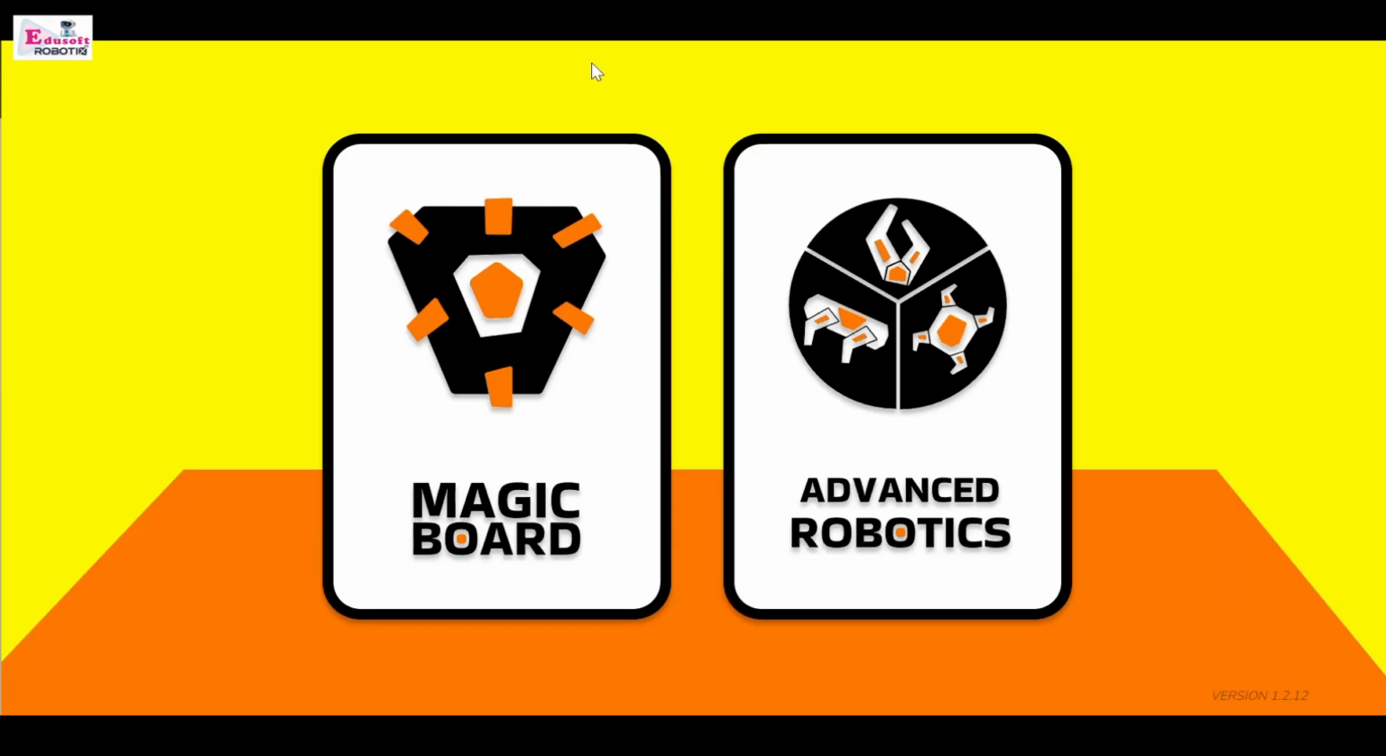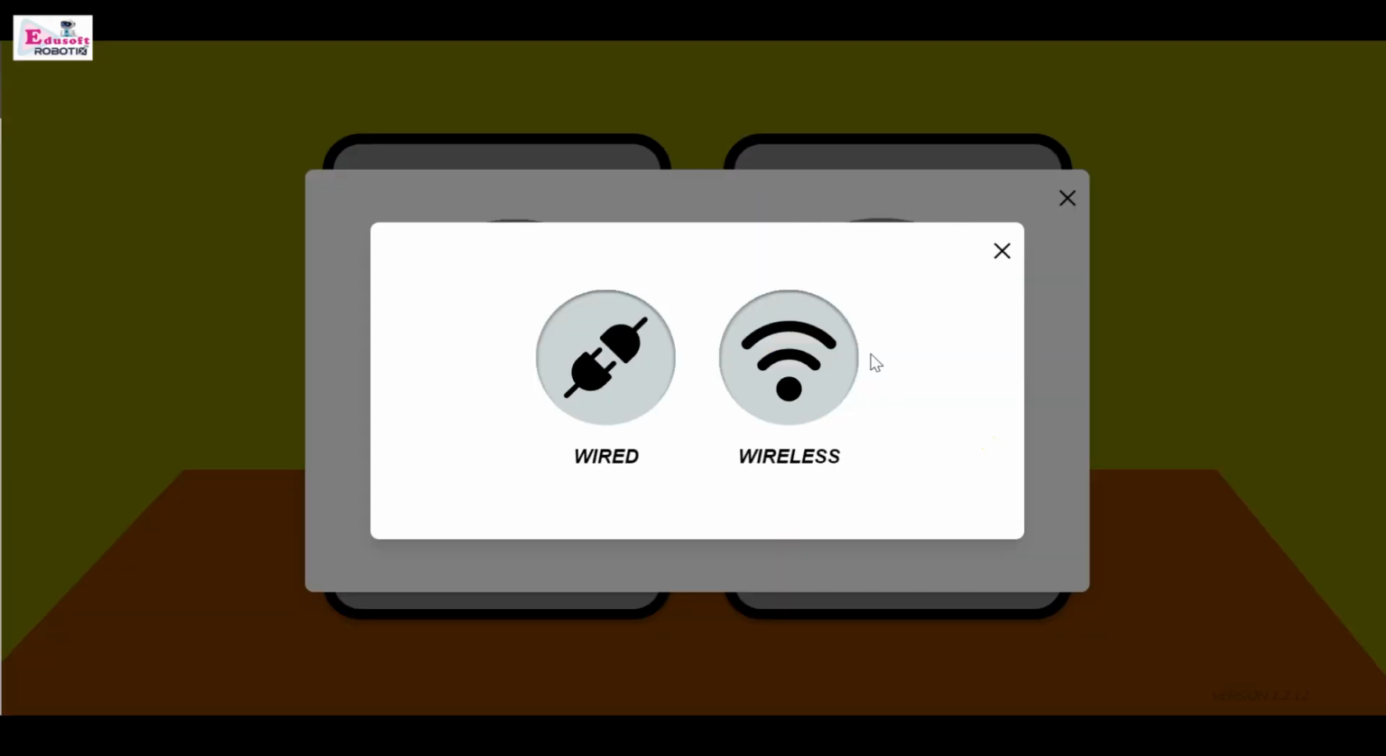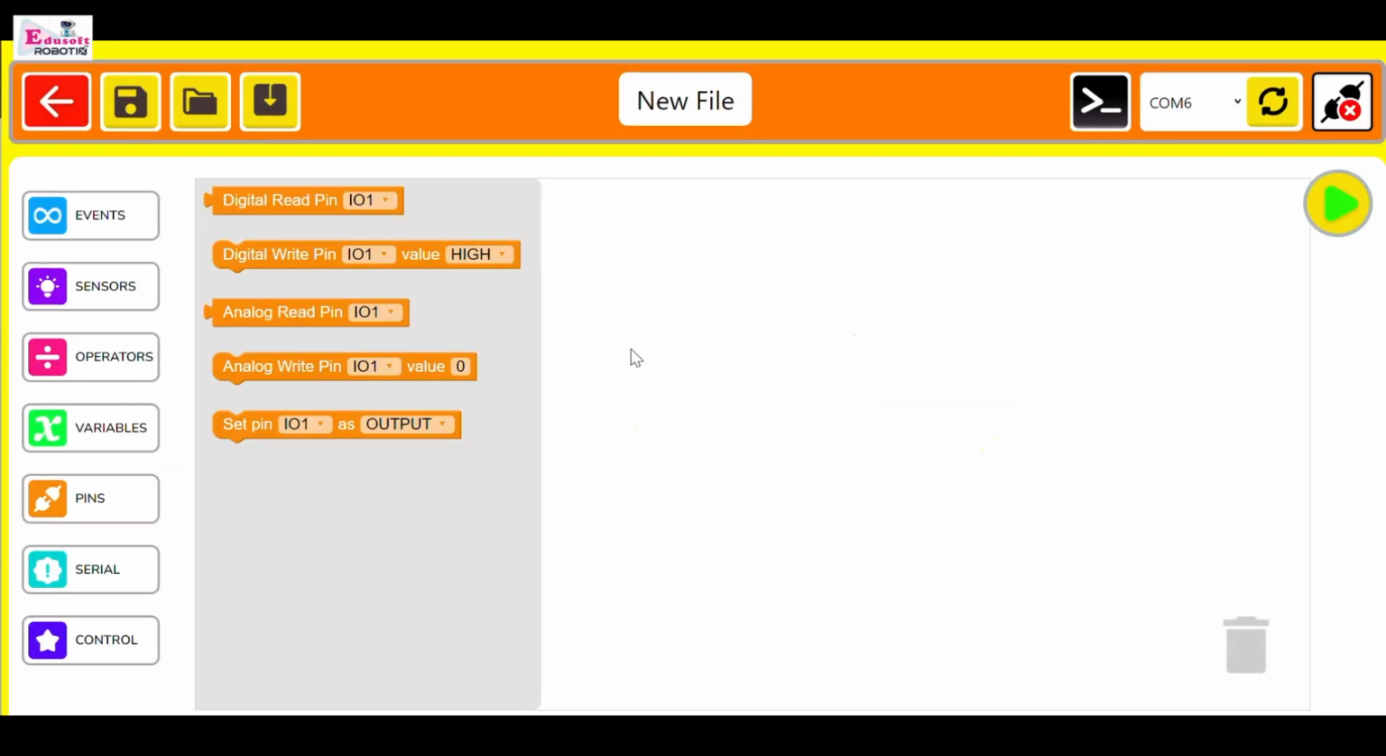Hello, students. Welcome to Edusoft Robotics. In this tutorial, we are going to learn how to light up the primary colors using Magic Board. So, let's get started.